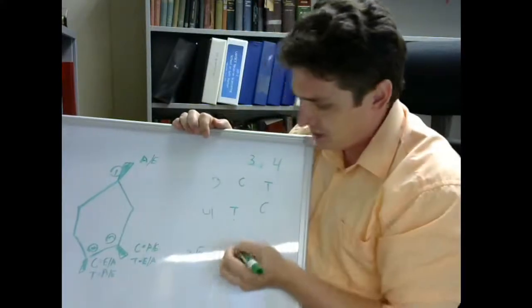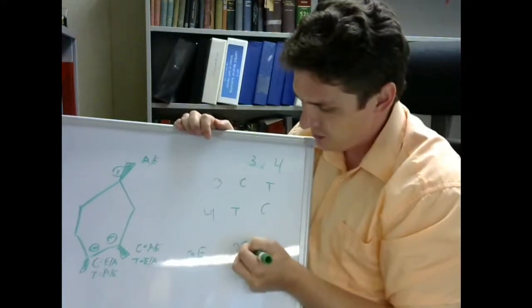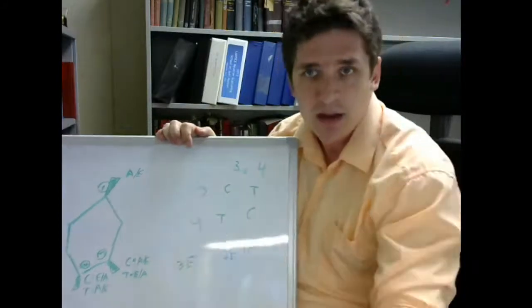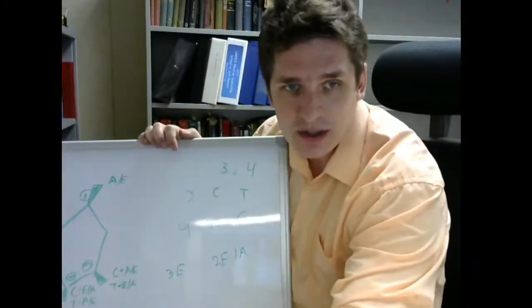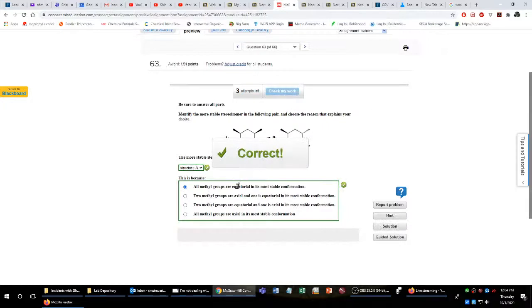So that gives us the ability to put all 3 in the equatorial position. If we switch to the other one, we're going to have 2 that are together, so 2 that would be equatorial and 1 that would be axial. So when it asks you for which one would be more stable, it's going to be the first one. And the first one's going to be more stable because all methyl groups can be in the equatorial positions. So if we say first structure A, all 3 are equatorial in the most stable conformation, this ends up being correct. Now for the other one, we're going to have 2 methyls that are equatorial and 1 that's axial in the most stable conformation. But that does put 1 in the axial position, so it's not as stable as one that can put all 3 in the equatorial positions.